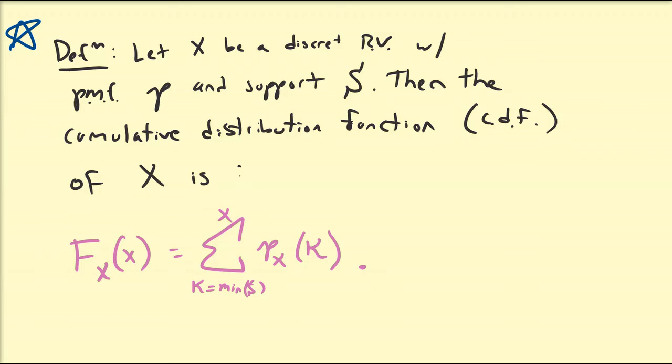Hello there. In this video we're going to be discussing cumulative distribution functions for random variables, both discrete and also continuous. So let X be a discrete random variable with probability mass function p and support S. Remember, the support of a probability mass function is the set of all values x such that p is not equal to 0. Then the cumulative distribution function, or for short CDF, of X is given by the sum from k equal to the minimum of the support to x of p_X(k). We're going to be going through examples for both discrete and continuous random variables for this.